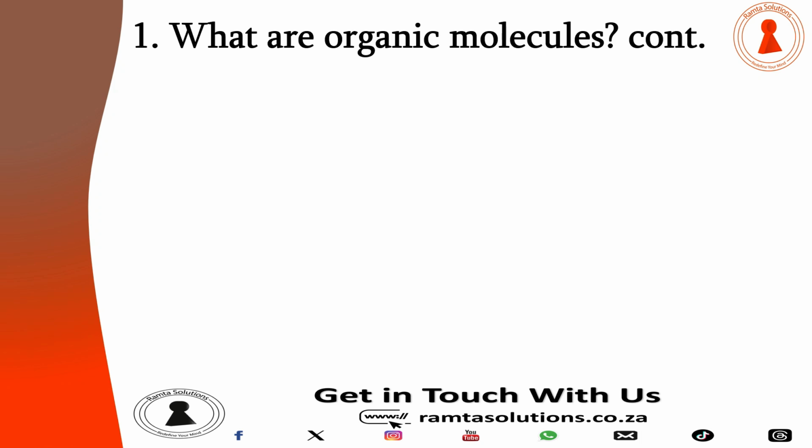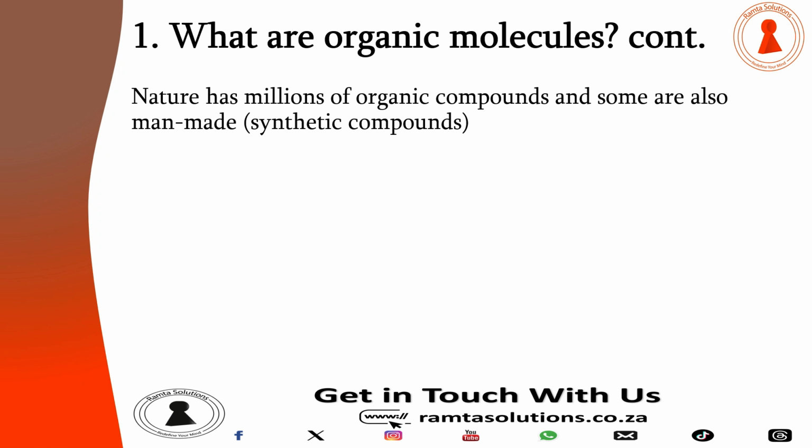All right. So, remember that I said to you, even the food that you ate has organic molecules. Nature on its own has organic compounds. For example, your fossil fuels, where we get our oil, where we get our coal, those are organic compounds, okay? And some organic compounds, guys, are synthetic. For example, the material that we use to make clothes, polyester.